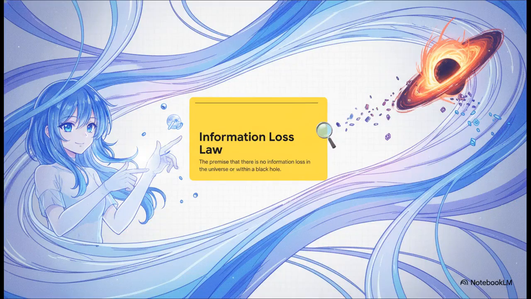Now, the generally accepted answer is framed by something called the information loss law. Basically, this is the widely held scientific premise stating there can be absolutely no information loss in the universe, or even within a black hole. In mainstream science, this is treated as a solved case, right? An unquestionable pillar of how reality works. But as we know, to truly understand the universe, we've got to critically examine our deepest assumptions.